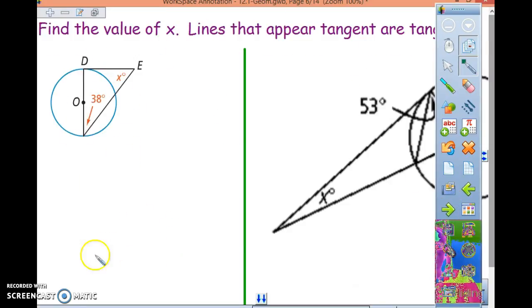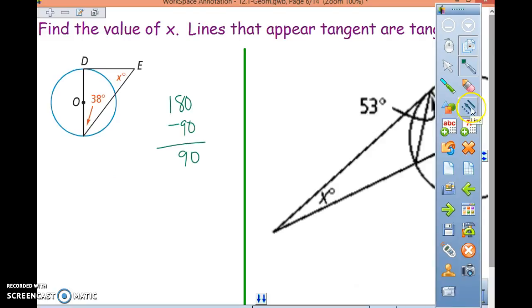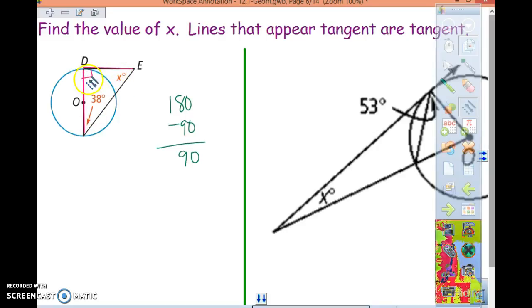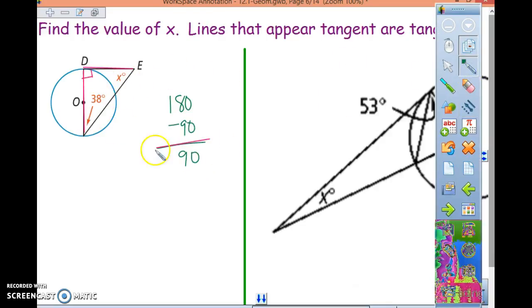Pause the video and try the first example. So again, in this example, we see a point of tangency. So it looks like it, so the directions tell us to assume it. So because this is a point of tangency, this becomes a right angle. So in terms of a triangle sum, a whole triangle is 180. Take off that right angle, and we have 90 degrees left over for x and 38. So if we subtract off 38, our missing angle is 52.